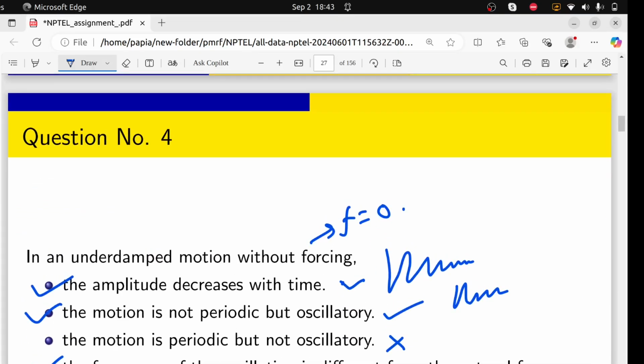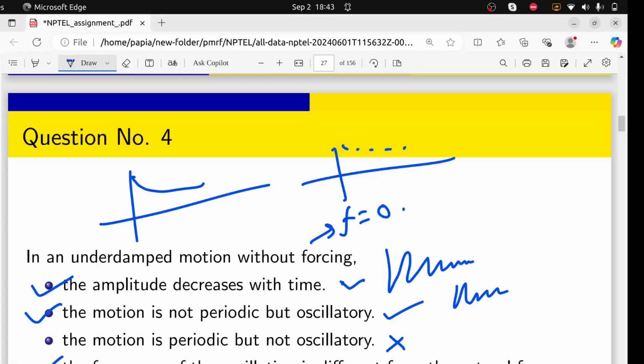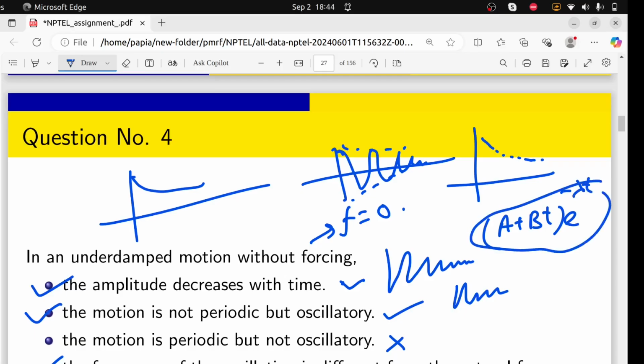So for underdamped motion, we have to remember that for overdamped this is the case, for underdamped this is the case. And for critical damping also, there is something like a plus bt times e to the power minus lambda t, but as a whole e to the power minus lambda t is there, and there will be no oscillation. Only for the underdamped case will there be oscillation. For these two there will be no oscillation.